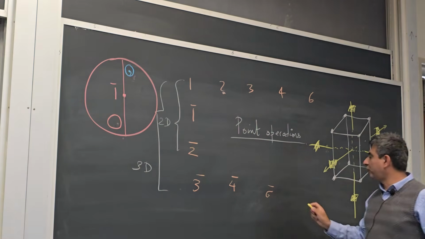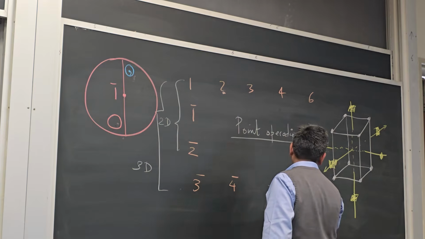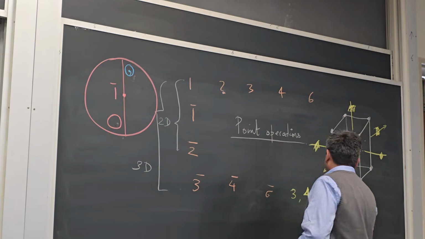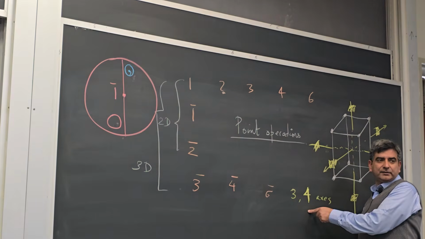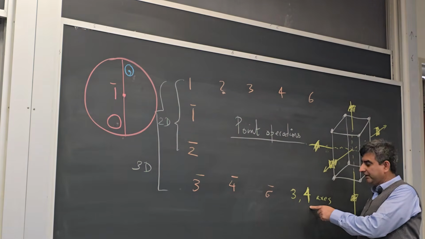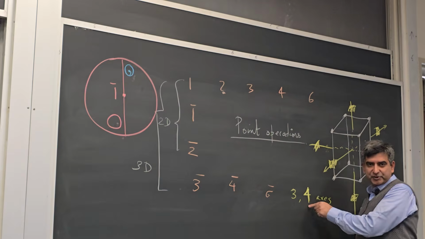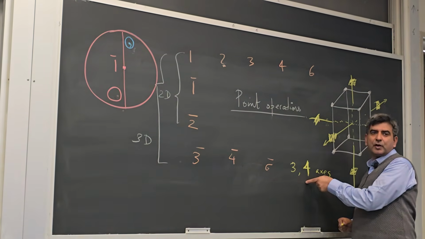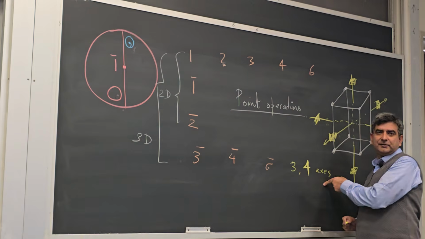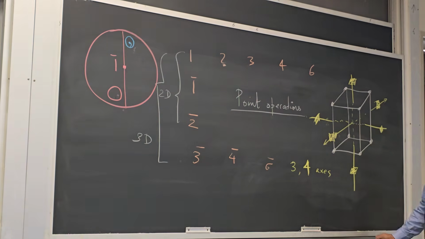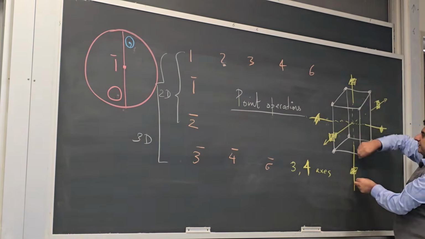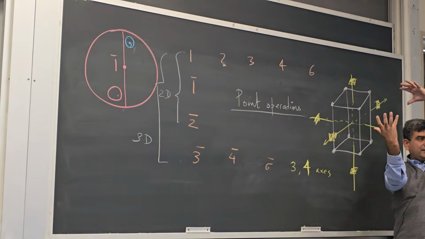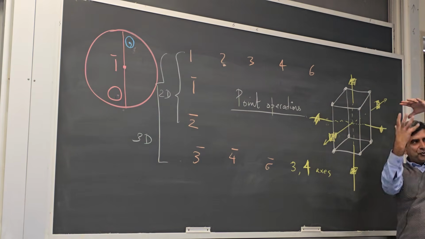Right? So I have 3, 4 axes. That's why I put this 4, which is a symmetry operation, in bold: 3 4-fold axes. And these are 4-fold axes because if I, for example, take this axis, which is vertical, and I rotate the entire thing by 90 degrees, the cube remains invariant.